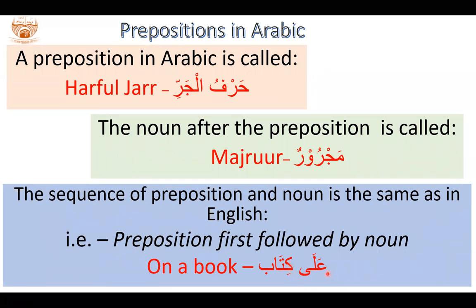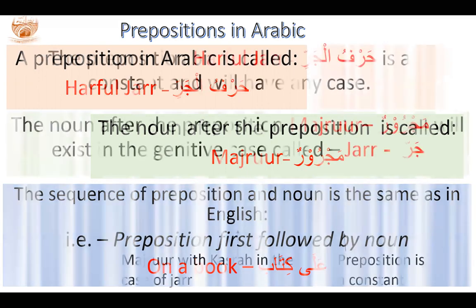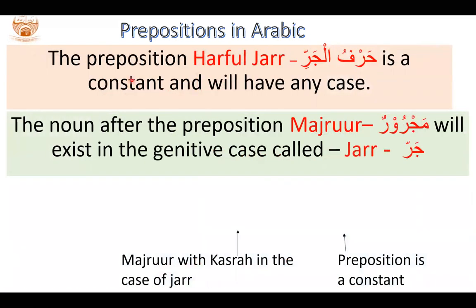All right, so we have ala kitab. So sequence wise, preposition first, followed by noun. What is preposition again? Harful jar. What is the noun, or how is the noun called after the preposition? We say majrur. All right. The preposition harful jar is a constant.